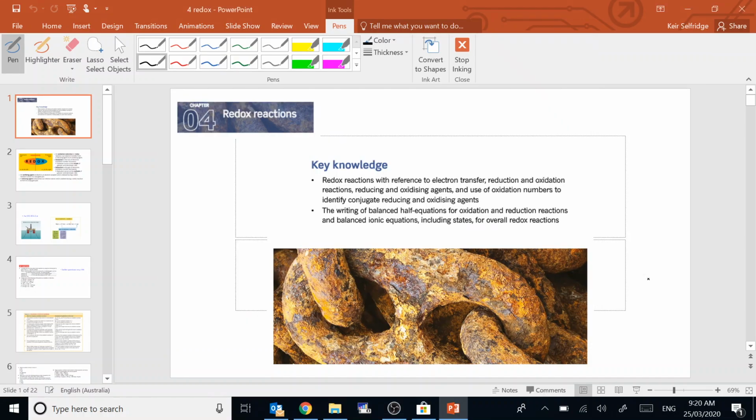Hello and welcome to the start of Redox. This is chapter 4 in our textbooks, and some of it carries on from last year. Let's just go through what the study design says we need to know about Redox.